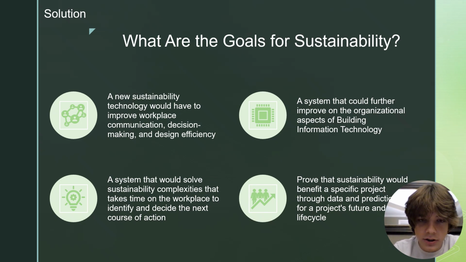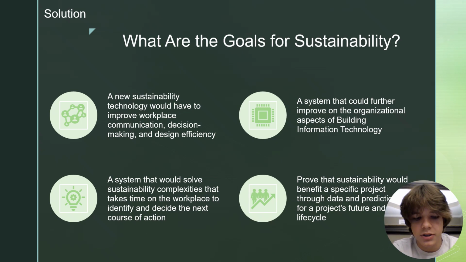So some goals for sustainability and my current proposal is that we need a technology that would improve workplace communication and the decision-making and design efficiency of workers. Lots of times, sustainability is not properly integrated with their workplace decisions and either is maybe forgotten or not put emphasis on currently, and it needs to be accessible in a way we can do that. Such as solving complexities or all of the extra time it takes on a workplace.